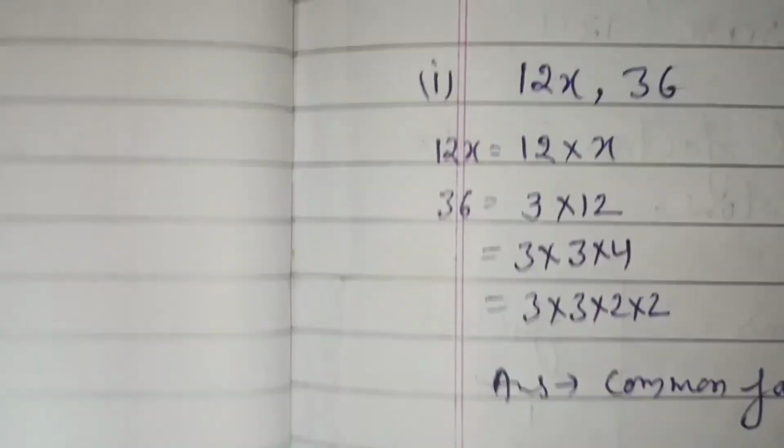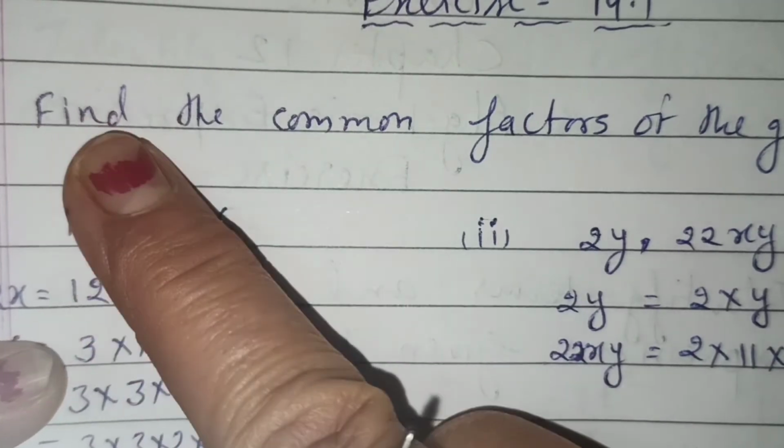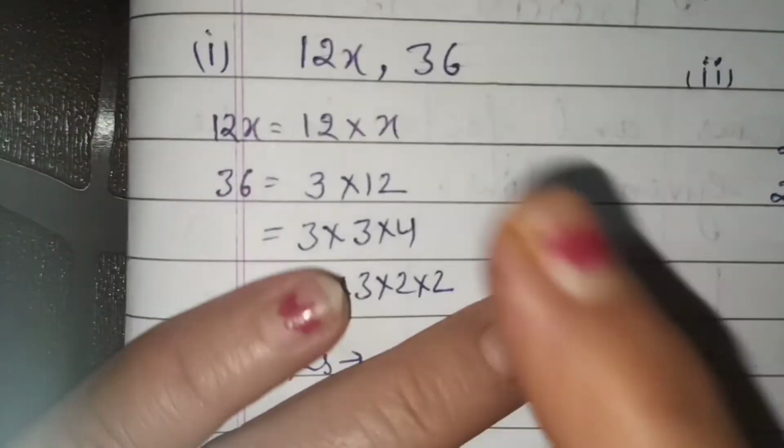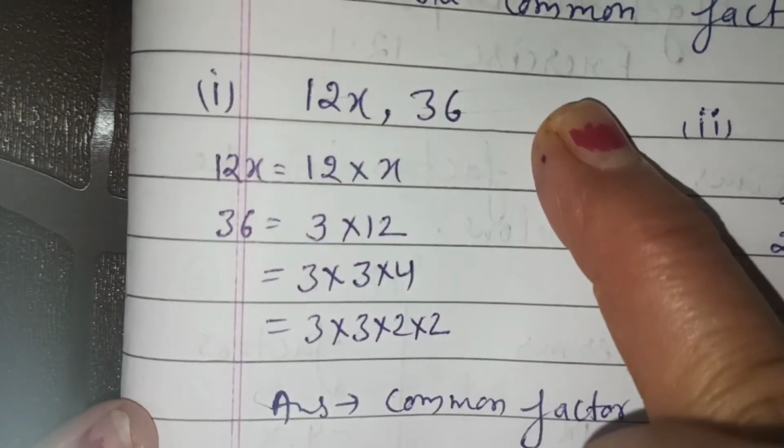So now we will start the exercise. This is exercise 14.1, sorry. Now take question number 1. Find the common factors of the given terms. These terms are given: 12x and 36.